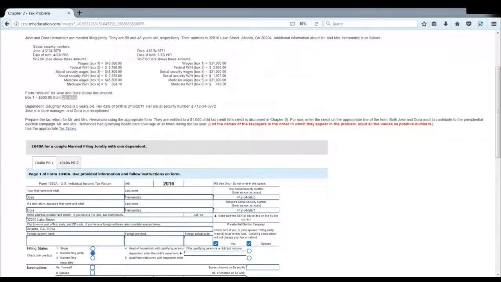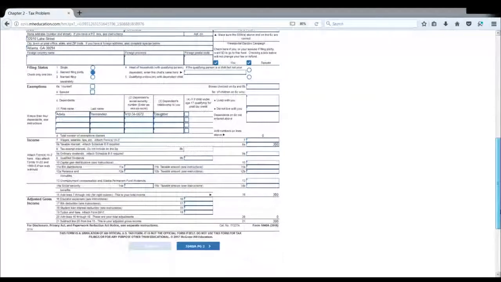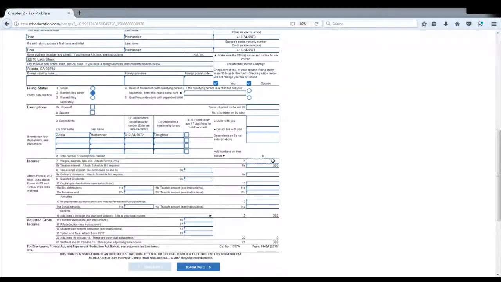So what'd you get for the wages? They're 31,000 plus 45,800. Yeah. So over here for wages, I'm just going to put the 76,800. We have the 300.